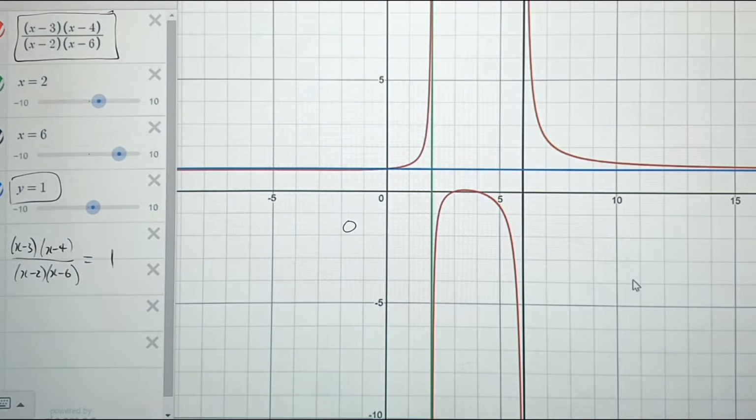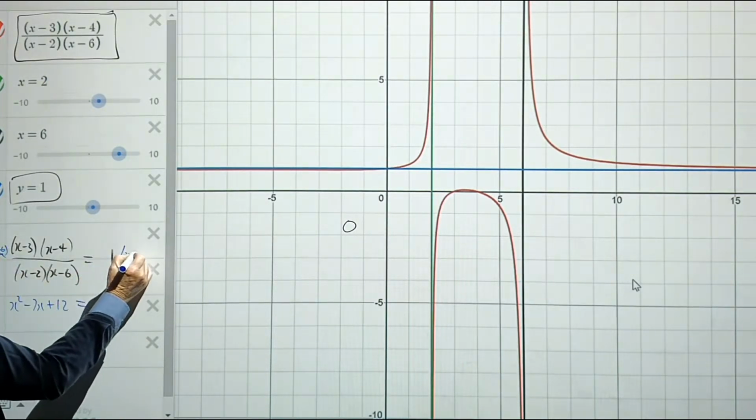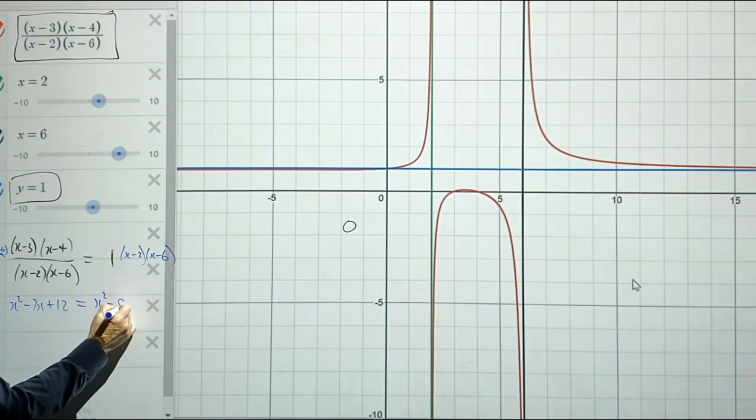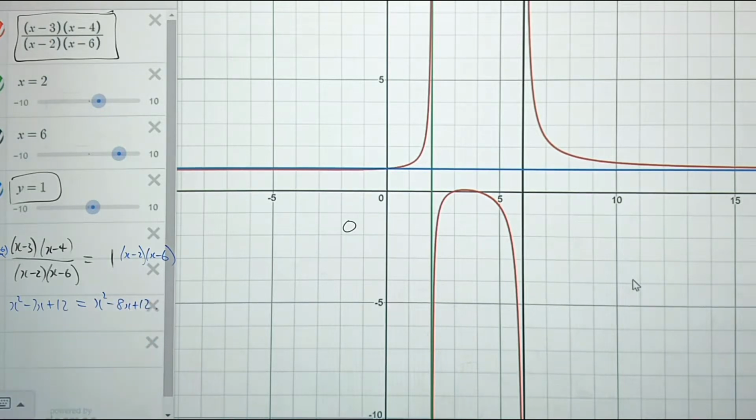Now, this is where some of the weirdo stuff happens, where we get our brains to connect and think about this. So if I times both sides by that, I'm going to write it now as x squared minus 7x plus 12 will equal what? I times this side by (x minus 2)(x minus 6), and I've got x squared minus 8x plus 12. The x squared terms are going to cancel. X is over to here, so I've got x equals, and I subtract 12 from each side, x equals 0.